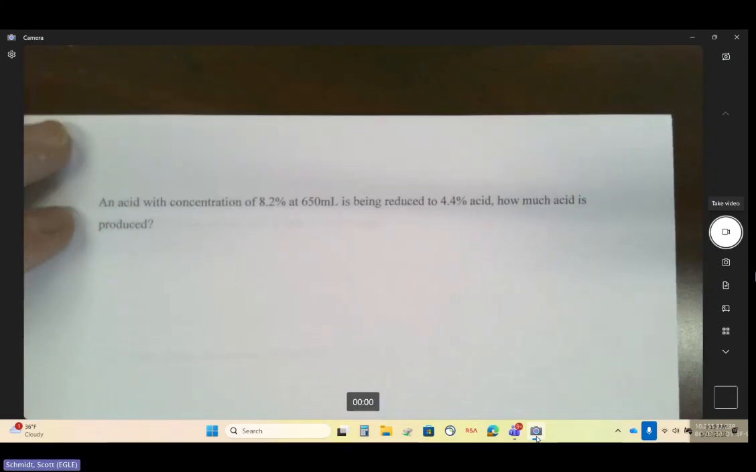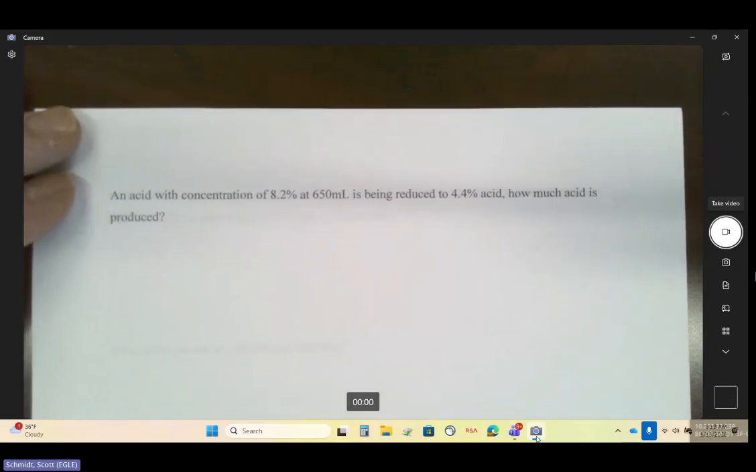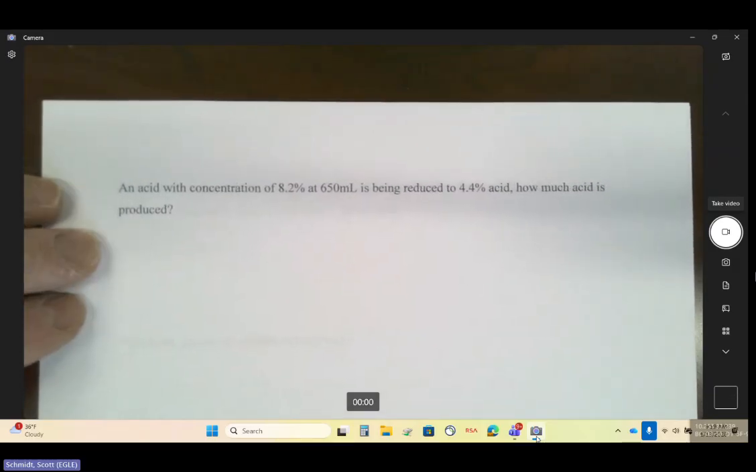This one is what we call a C1V1. So an acid with a concentration of 8.2% at 650 milliliters is being reduced to 4.4% acid. How much acid is produced?